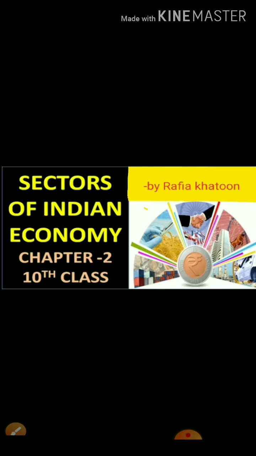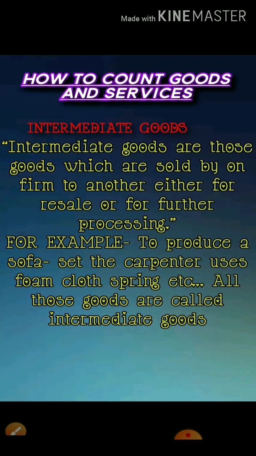To find out the performance of each sector, we will have to add up only the final goods and services produced by the sector. The value of intermediate goods should not be added. Intermediate goods are those goods which are sold by one firm to another, either for resale or for further processing. For example, to produce a sofa set, the carpenter uses wood, foam, cloth, spring, etc. All these goods are called intermediate goods.